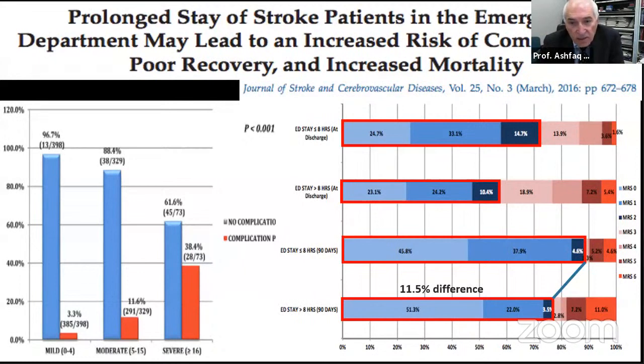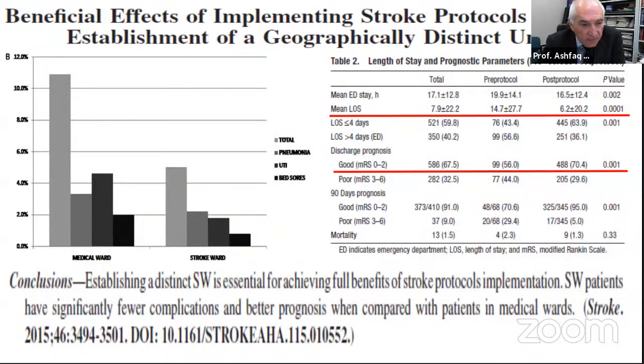Secondly, why is the stroke unit so important? Here's data, again from Qatar. This was one of the first studies we did when I was there a few years ago, and we published it in Stroke. If you compare the medical ward to the stroke ward, your total complications decrease from almost 11% to 5%. And most of this is driven by pneumonias, UTIs, and bed sores. So stroke ward, fewer complications.